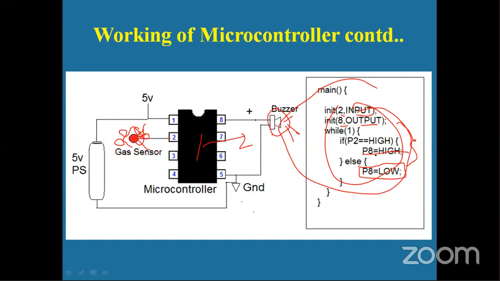But in Arduino or in any microcontroller, we don't write like this. We don't write P8 is equal to high. There is a special syntax for that. We write digitalWrite, pin number 8, comma, HIGH. That is the syntax to write that. This is only the logic of the program.